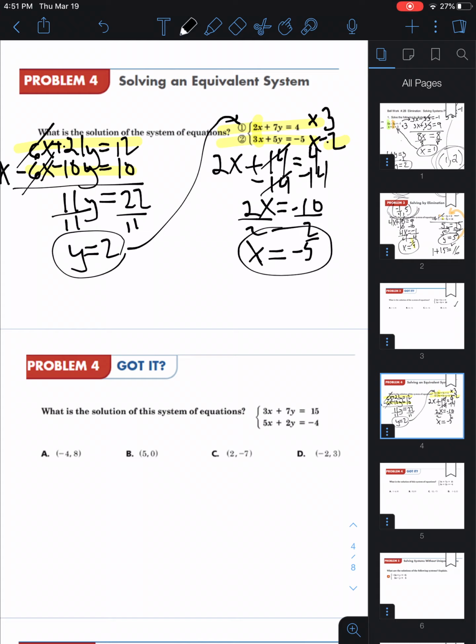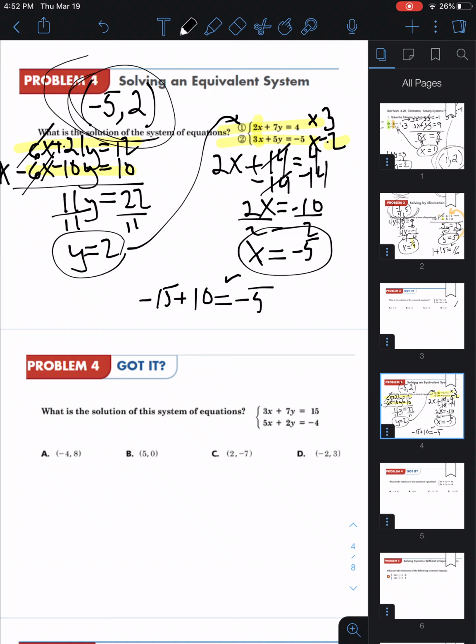So when y is 2, x is negative 5. So we would have a solution of negative 5, 2. At least I wrote it right. I said it wrong. Negative 5, 2. My check would be to plug it into the second set of equations. 3x plus 5y equals negative 5. That's going to give me negative 15. Negative 5 in there. 2 inside of there would be plus 10. And that should equal negative 5, does it? Yeah, it does. That checks, and so this is a good solution.